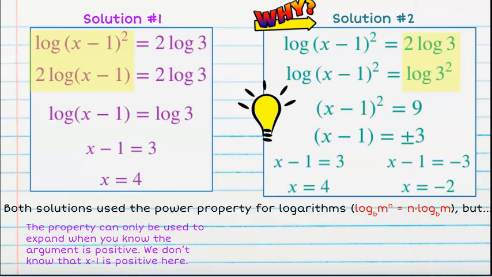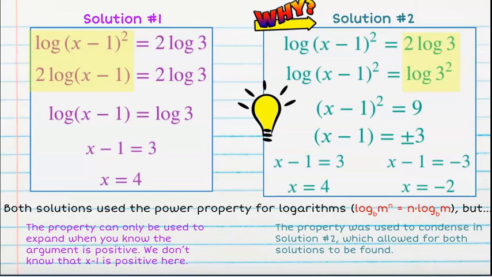This property can only be used to expand when you know that the argument is positive with the logarithm. In this case of solution number 1, we don't know that x minus 1 is positive here. The property was used to condense in solution number 2, which allowed for both solutions to be found. So you should be focusing on using the properties to condense rather than expand when possible.